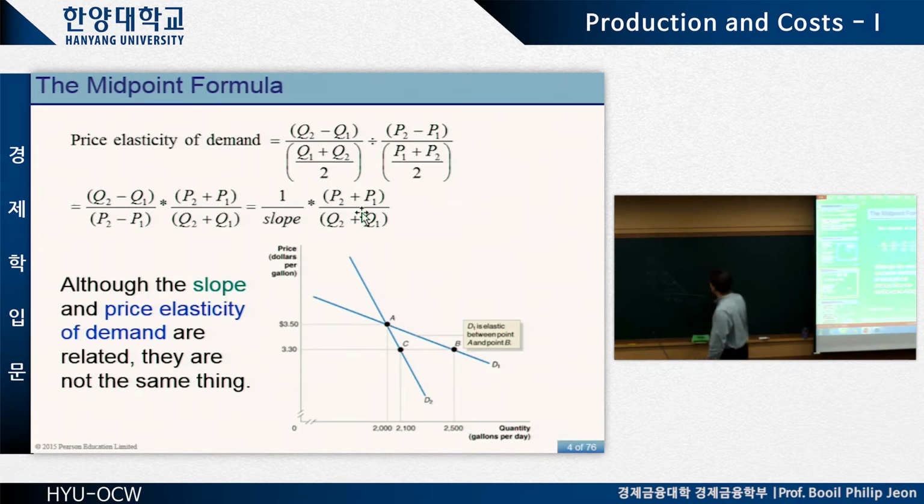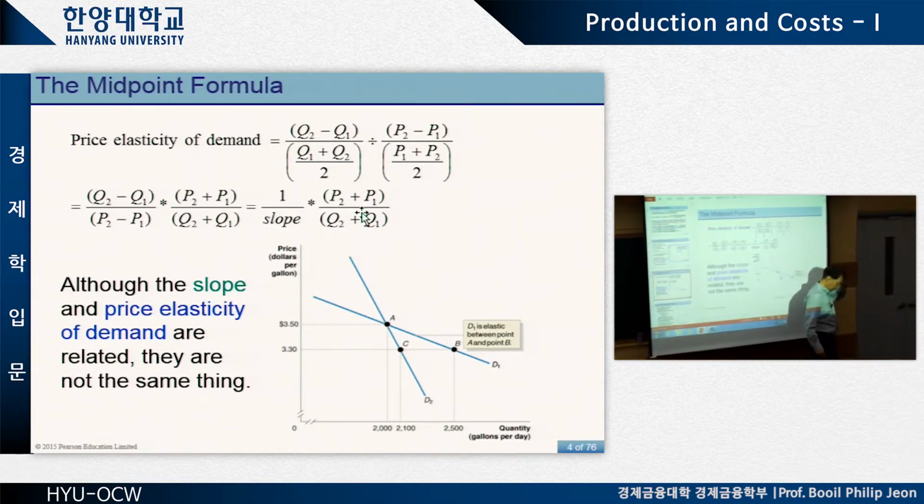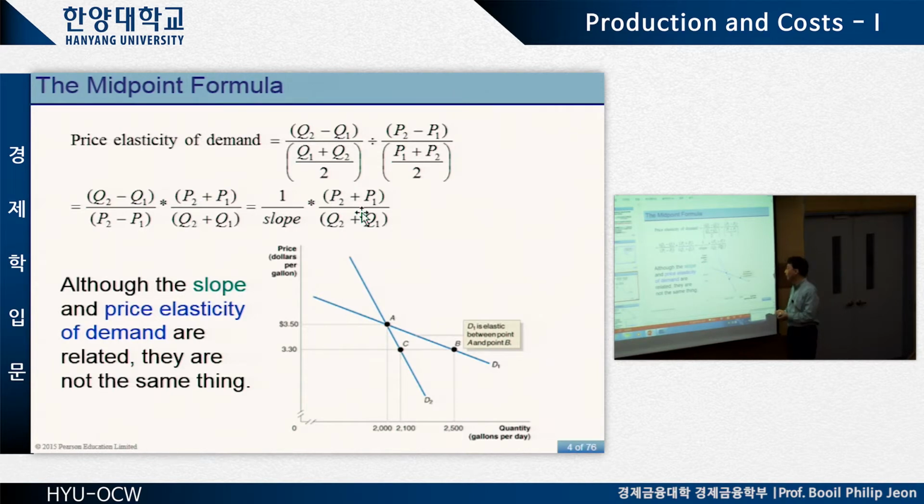So let's think about this situation. We have a flatter demand curve and a steeper demand curve. Which one has the larger slope, in terms of absolute value? D2, the steeper one, right?